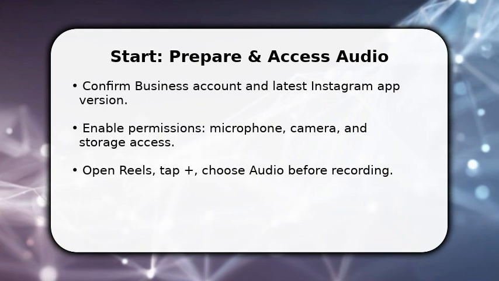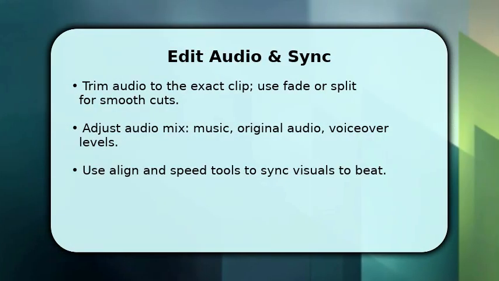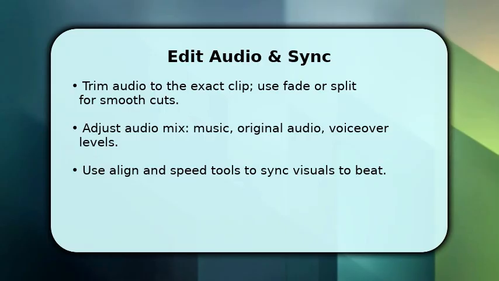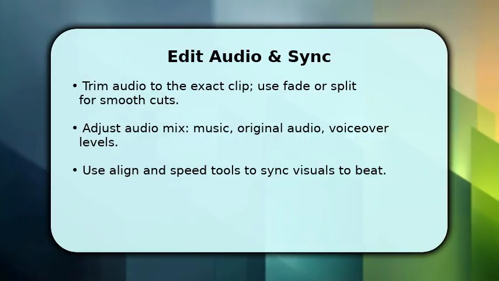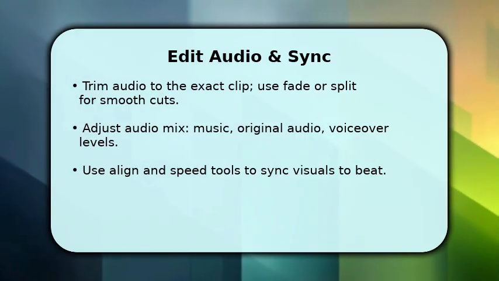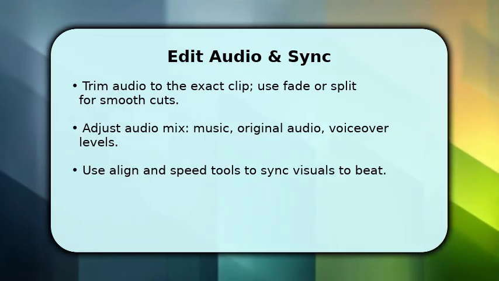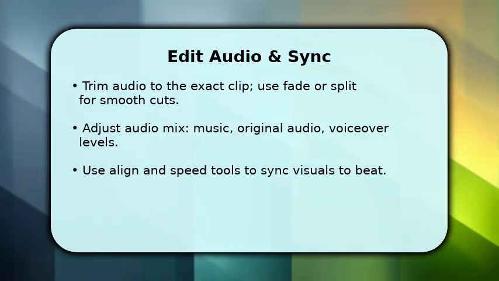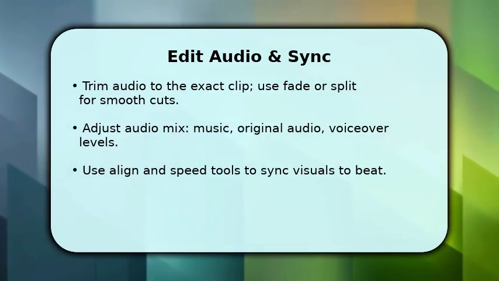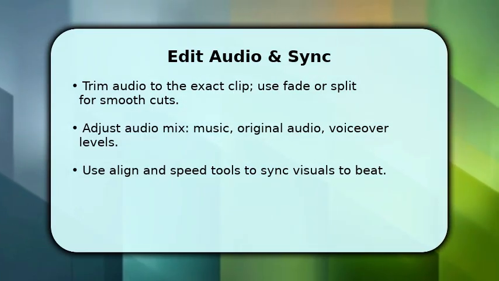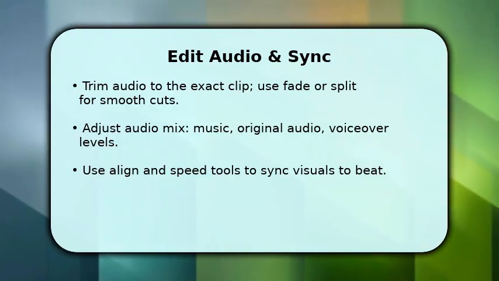Now fine-tune the sound so it supports your message. Import or pick a track, then trim precisely where you need it. Use split and fade to avoid abrupt starts. Next, open the audio mixer and balance music versus original audio and any voiceover so dialogue remains clear. If you're matching cuts to beats, use align and speed controls to speed up or slow clips and nudge them until the motion matches the rhythm. Once synced, preview full play.